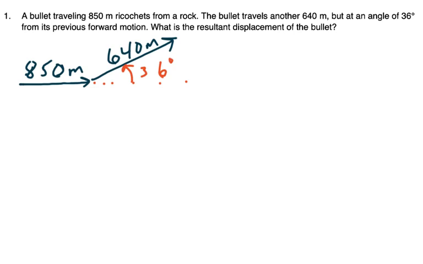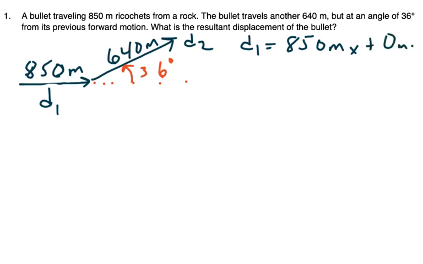So we have two vectors here. We have displacement 1. So I'm going to say vector 1, displacement 1 is going to be the 850 meters. And then this one where it's going off at an angle is going to be displacement 2. So let's break them down into their components. So displacement 1 is equal to 850 meters in the x direction, and then it has 0 displacement in the y direction.